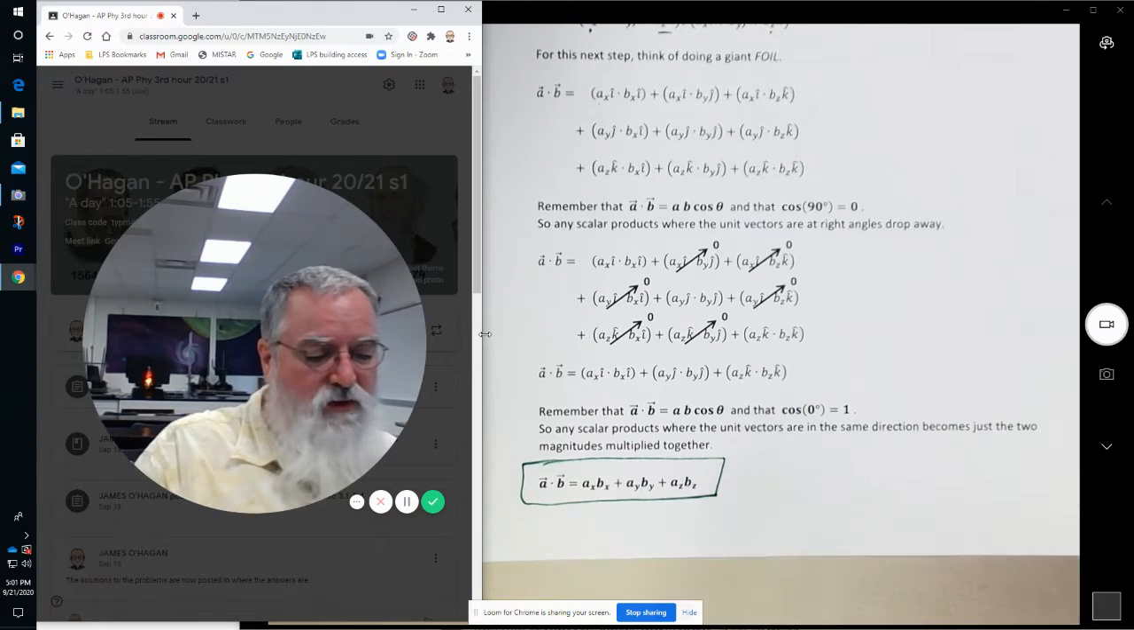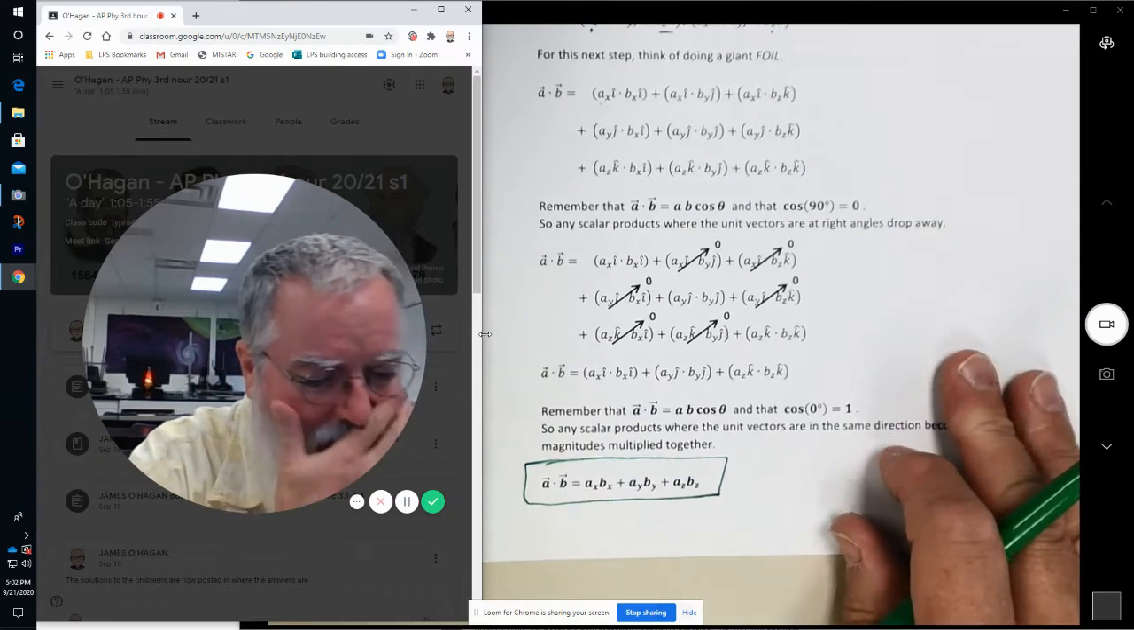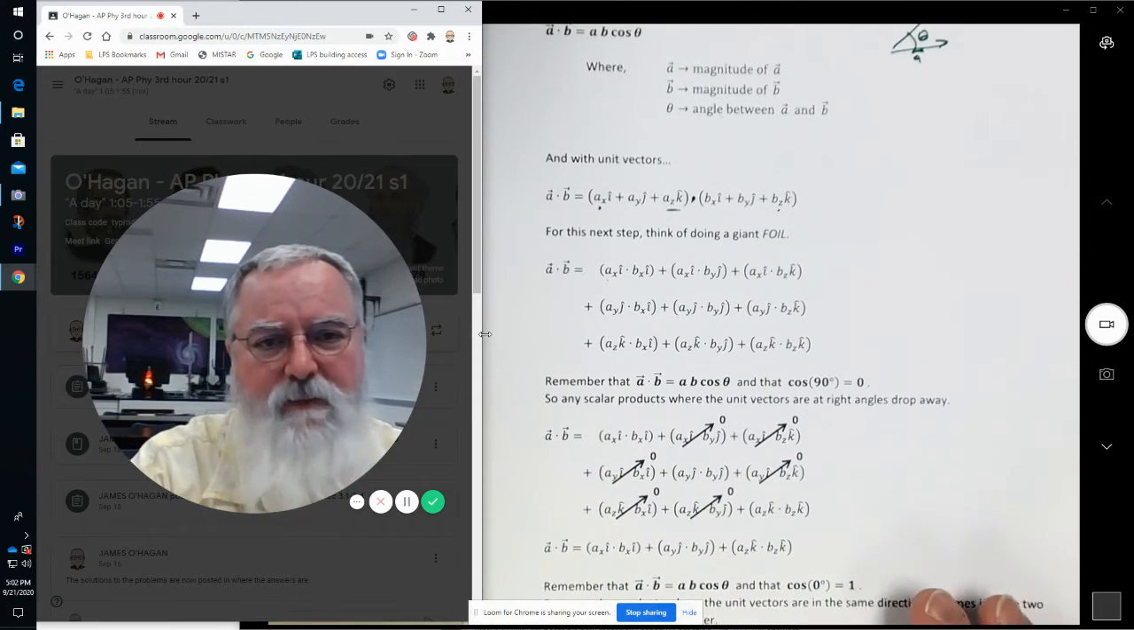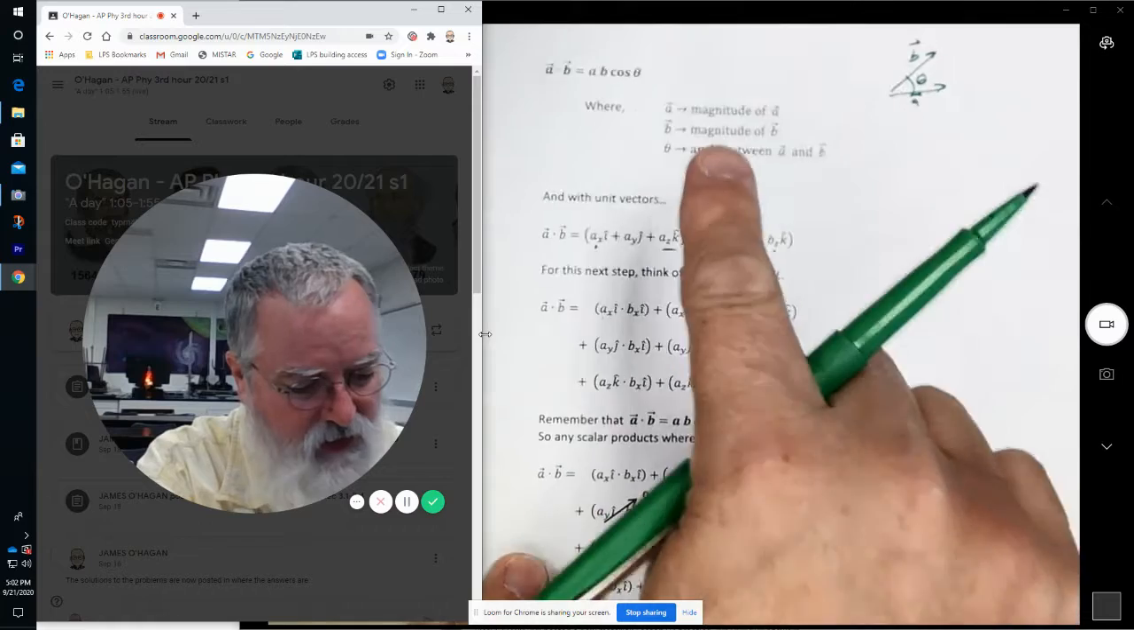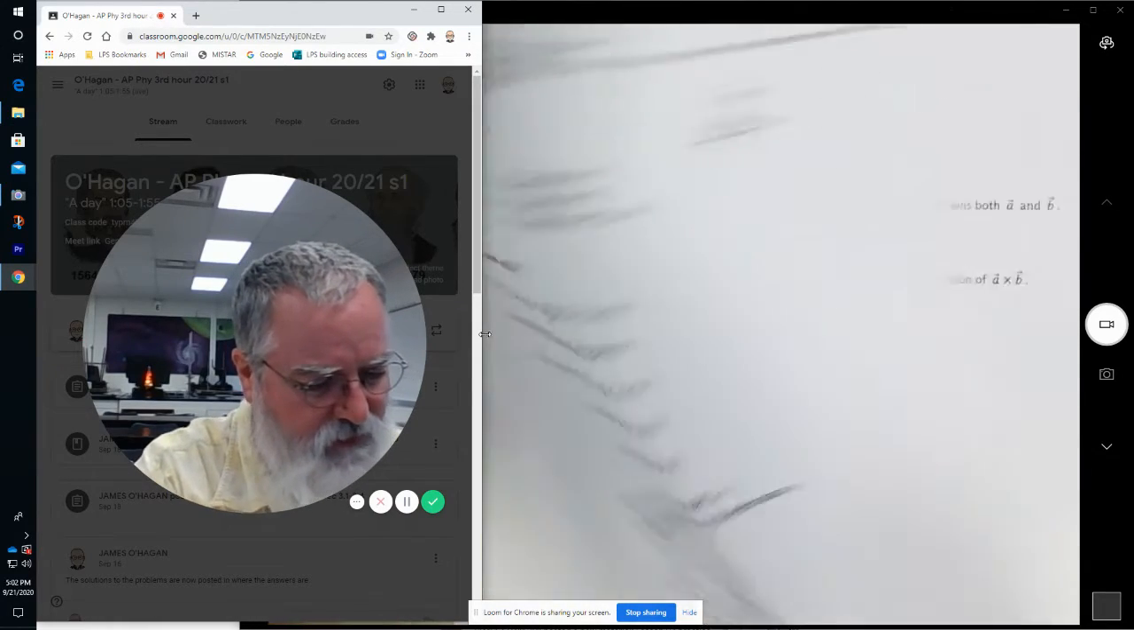All right, so that is how you do a scalar product or dot product, shown both with the old-fashioned way of defining it and then with unit vectors. All right, moving on.